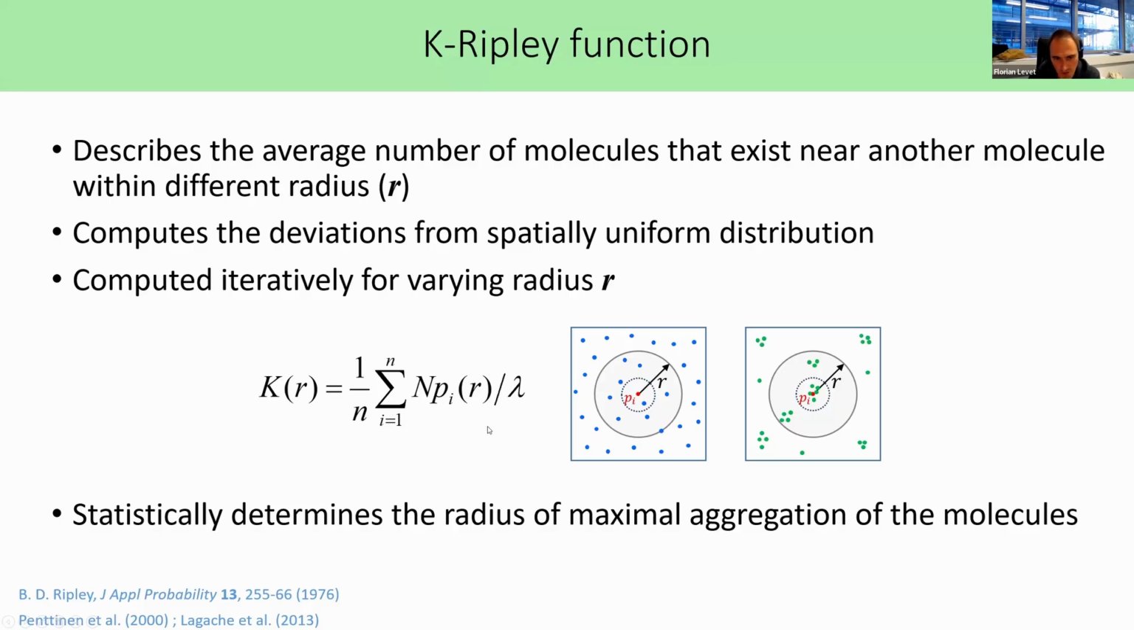It's pretty easy. It means that for every one of your localizations, you will compute the number of neighbors in the vicinity of the radius R. You will divide by the average density. You do the sum of all that, and you divide by the number of localizations. So it really statistically determines the radius of maximum aggregation of the molecules, because you know the number that you will expect in a given radius if it was a random distribution.